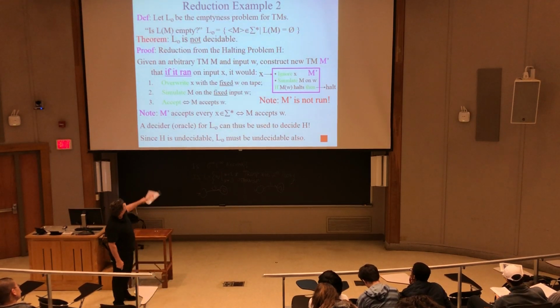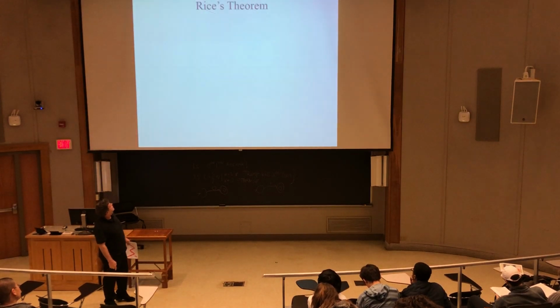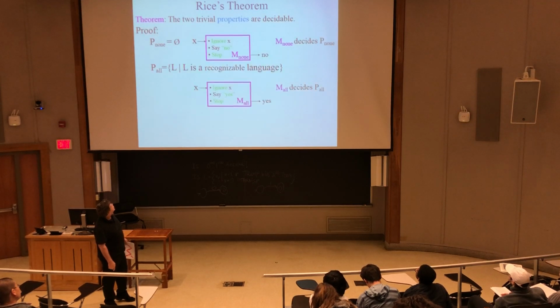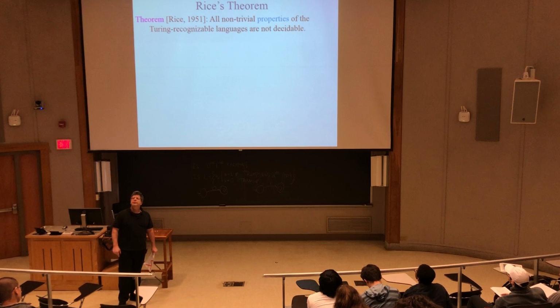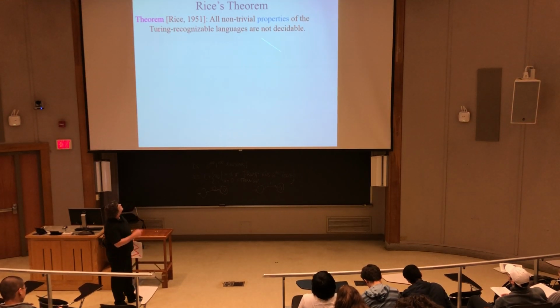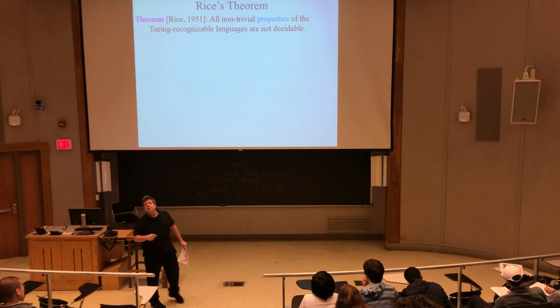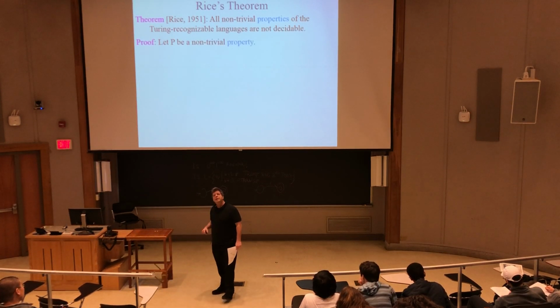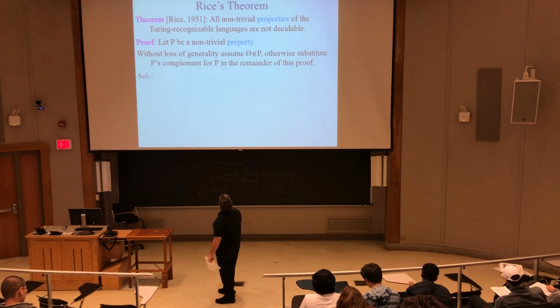But the proofs were so similar that we saw a pattern, and so did Rice back in the 1950s. Basically, he generalized those 3 examples to an infinite number. 1951 is when this happened. So all the non-trivial properties of Turing recognizable languages are not decidable, every last one of them. How do you prove such a thing? Well, you just generalize the last 3 examples to the general case. This is what we're about to do.